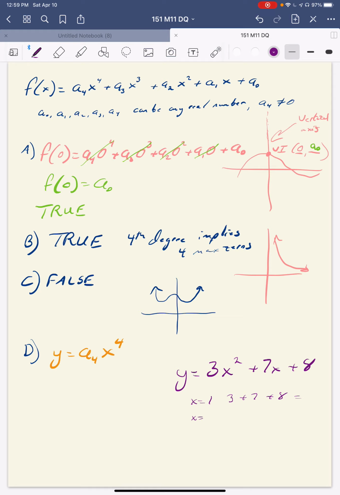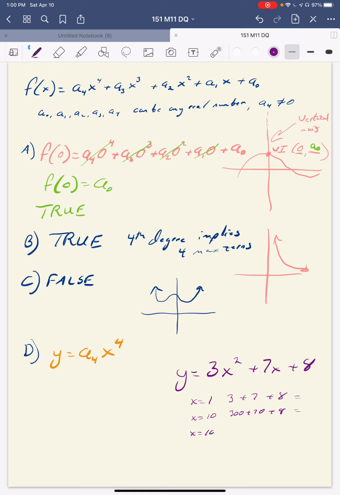When x equaled 10, what's 10 squared? 100. That's 300 plus 70 plus 8. When x is 1, the 3, the 7, and the 8 are all equally important. But when x is 10, that 300 means a lot more to me than the 8. I still do care about the $8, but not quite as much as I did before.